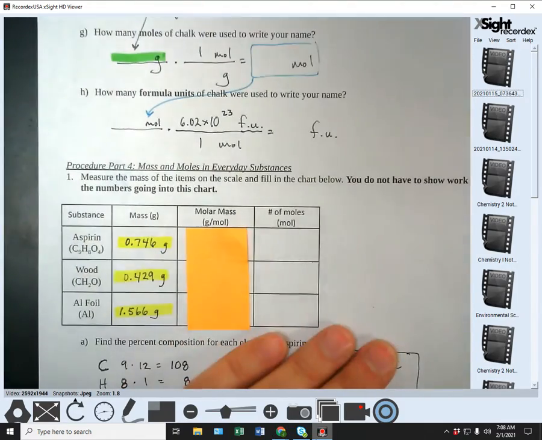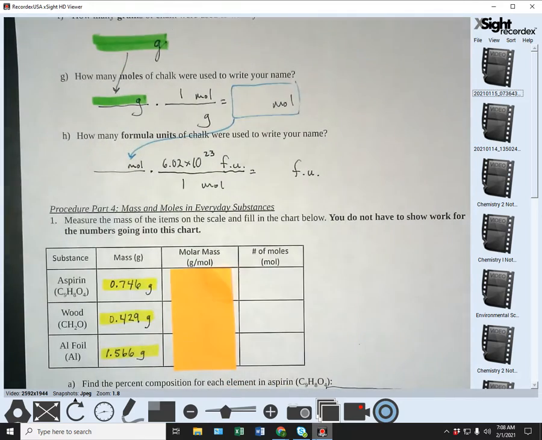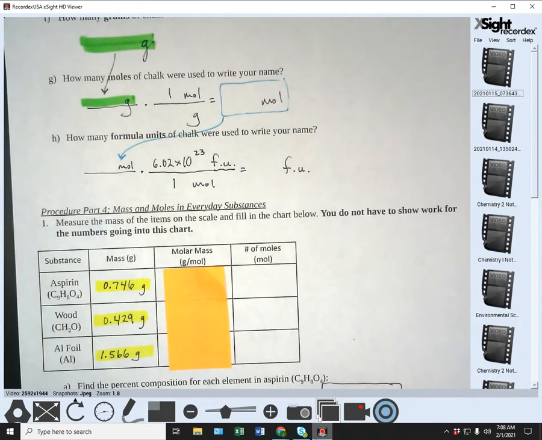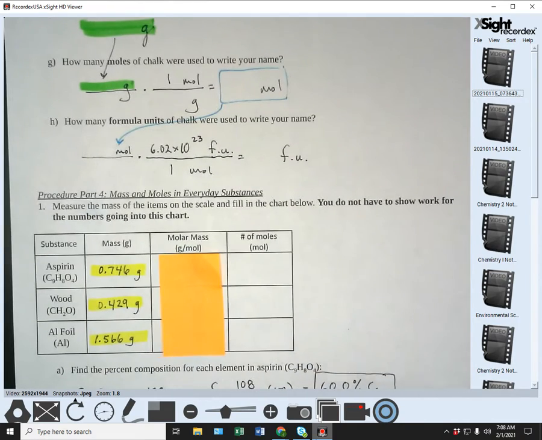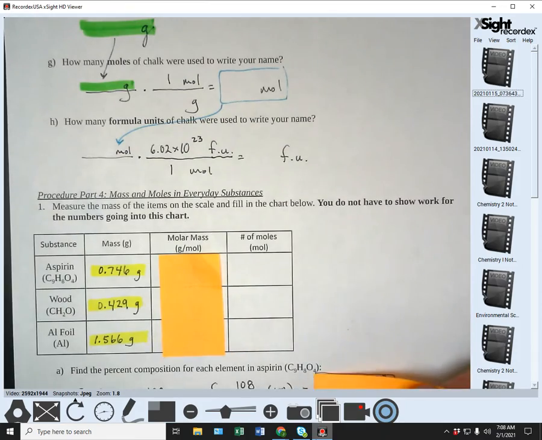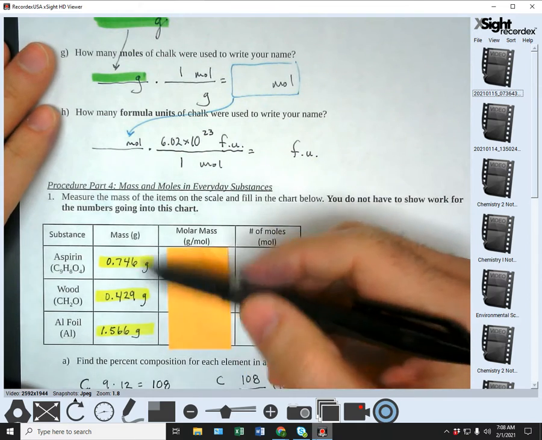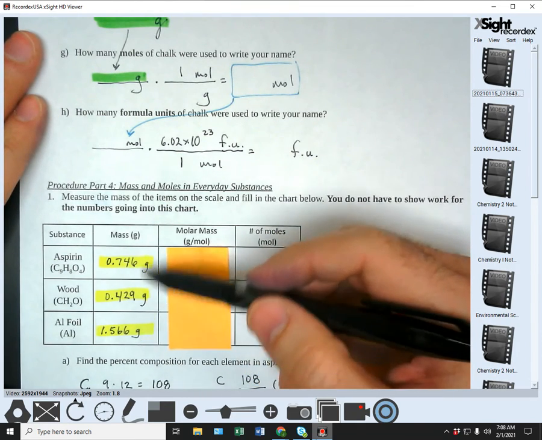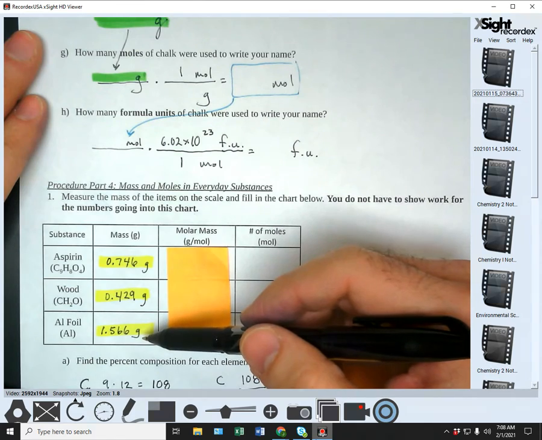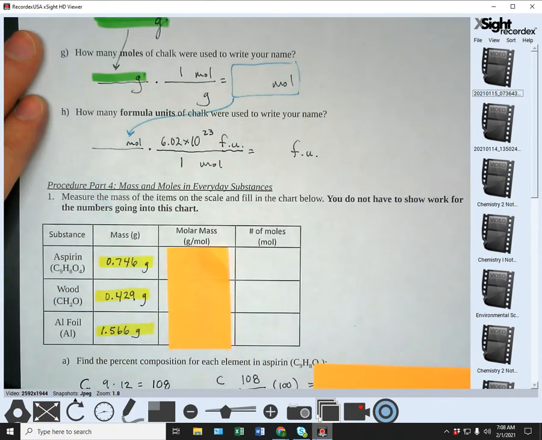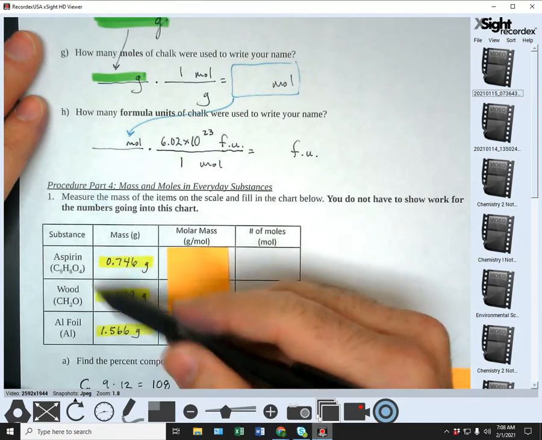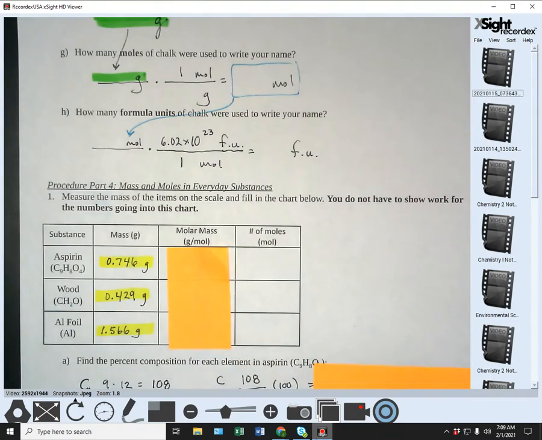So I forgot that I had told some people, and there was a couple of classes that didn't really have enough time to finish everything. So I had mentioned that I would give numbers for the chart. So if you were not able to finish the measurements for all of these, you can use the numbers I have here. Okay. To use those for the masses. If you have your own numbers, use your own numbers.